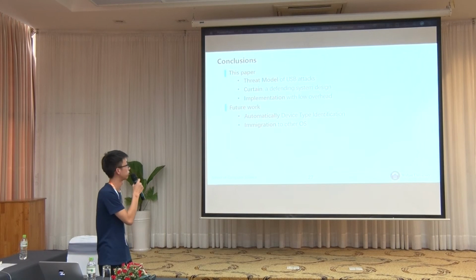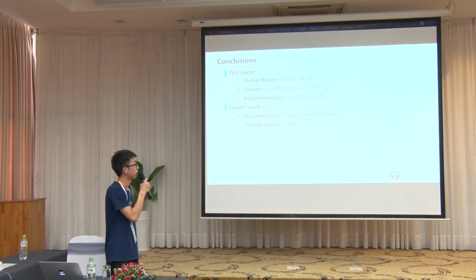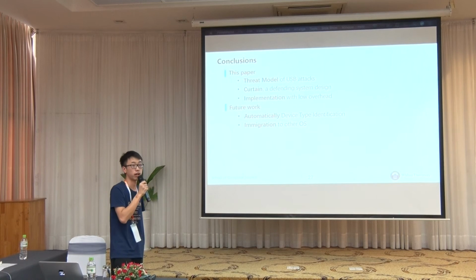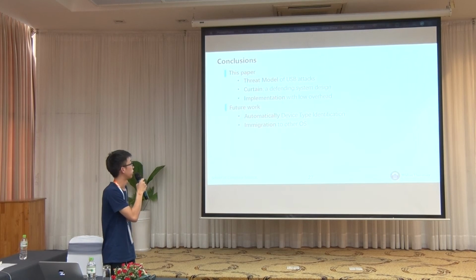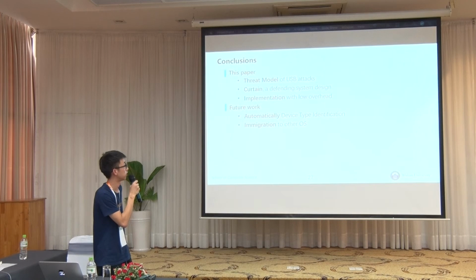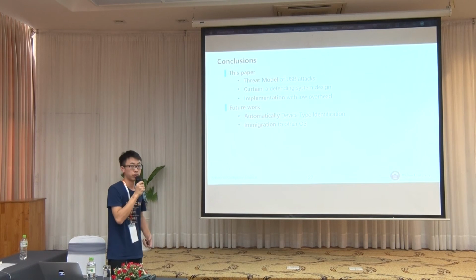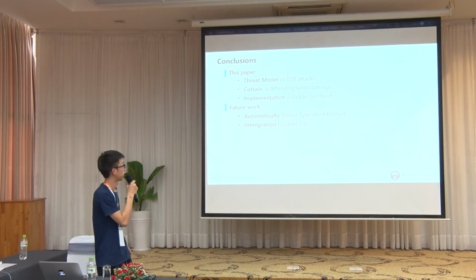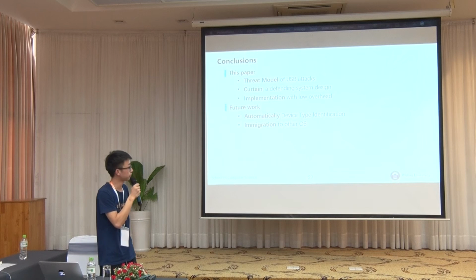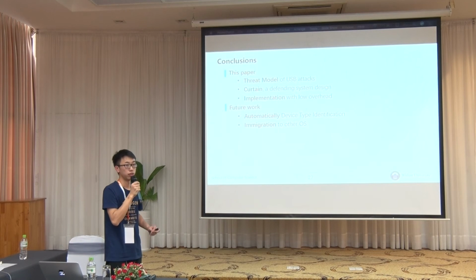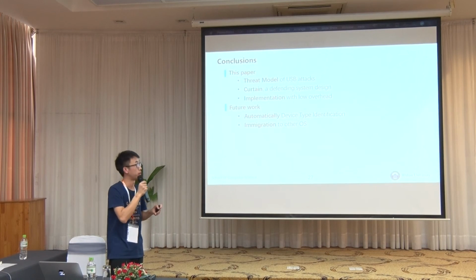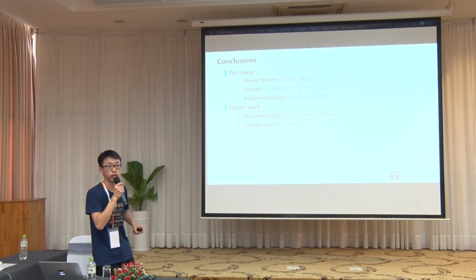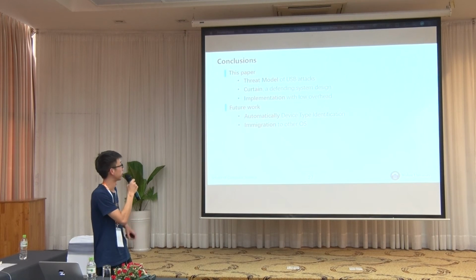So, here's the conclusion. In this paper, we proposed a threat model of USB attacks. There were three types of USB attacks, and the second part is Curtain, a defending system design. We designed it in Windows, but in fact it can be migrated to other OS, and that's what we want to do in the future. Even though we use IRP, which is only in Windows, I think there exist similar things in other OS, for example Linux.